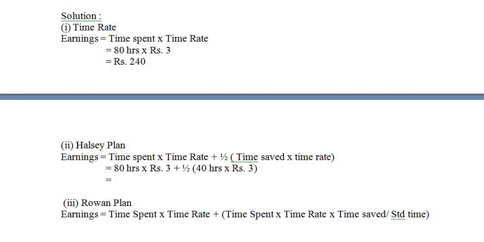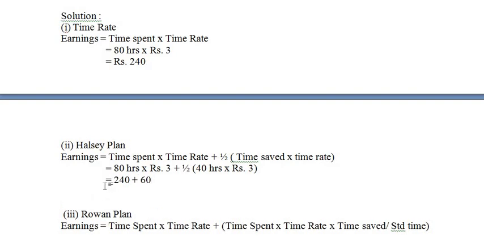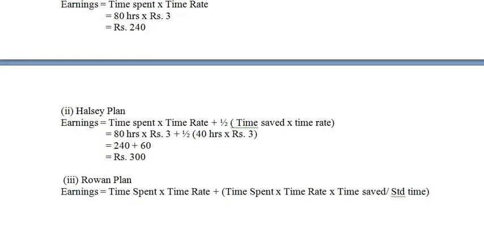Now this is 240 plus 60. Okay. It means his earnings are rupees 300. His earnings are rupees 300. Right. So this is earning under Halsey plan. Next, we will calculate for Rowan plan as well. Write down the formula again.